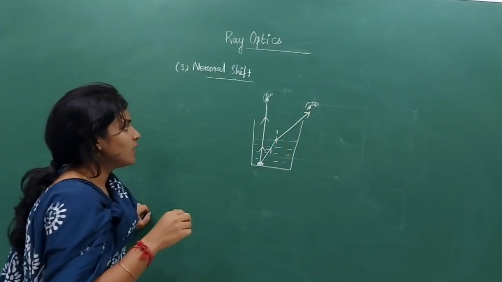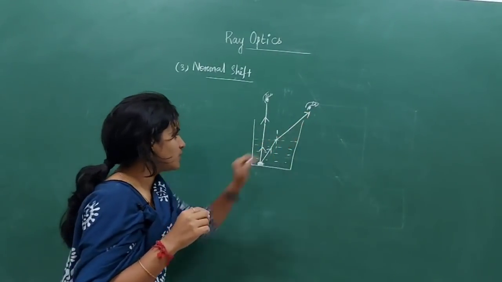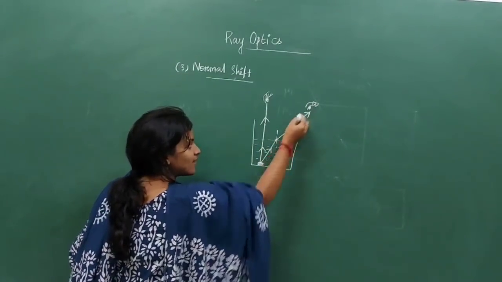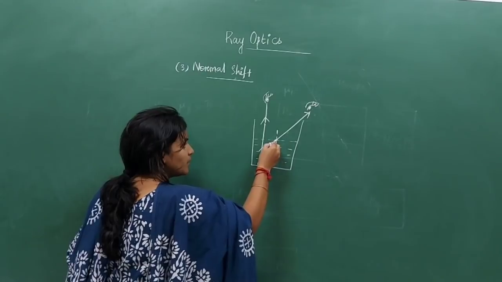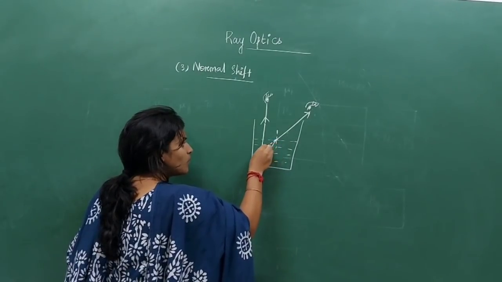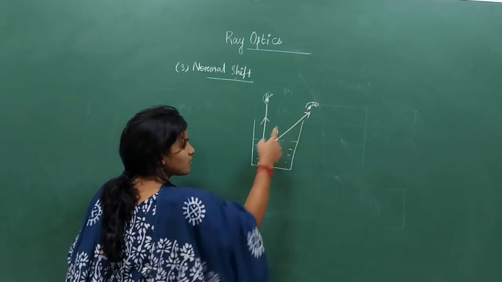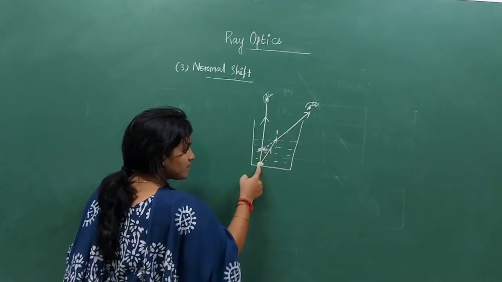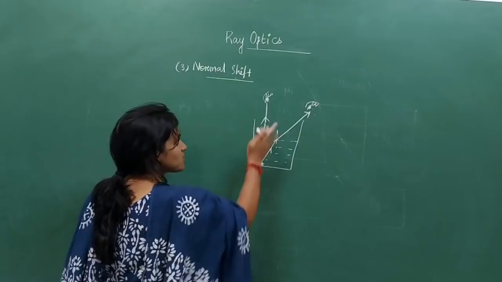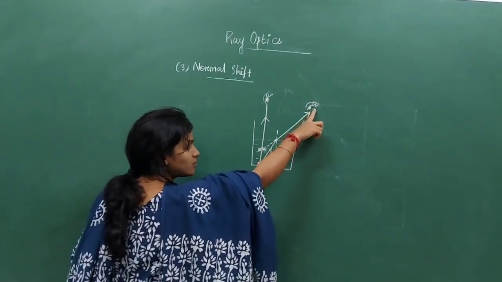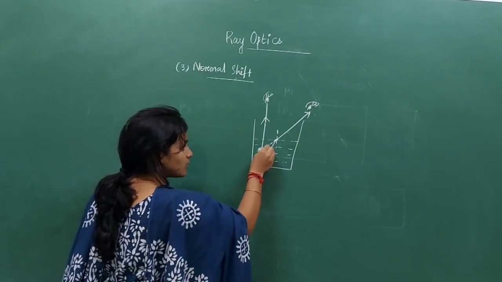If this ray bends away from the normal, then this observer will feel that the coin is here. He finds the coin here instead of here. That means this observer will find the coin here and this observer will find the coin here.